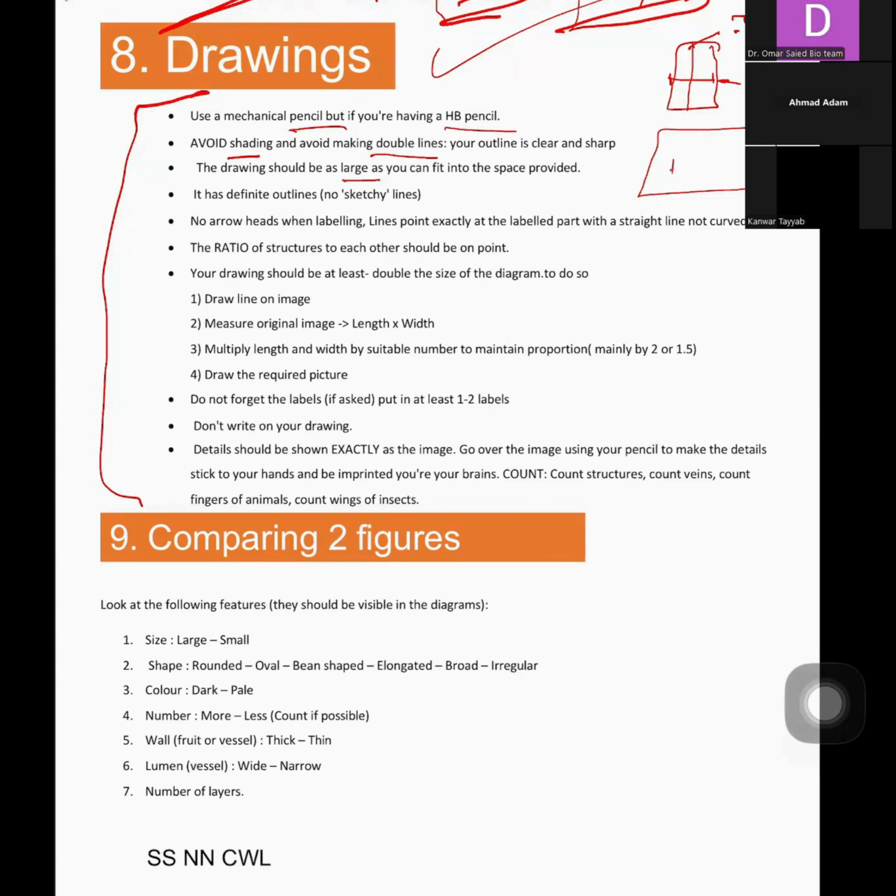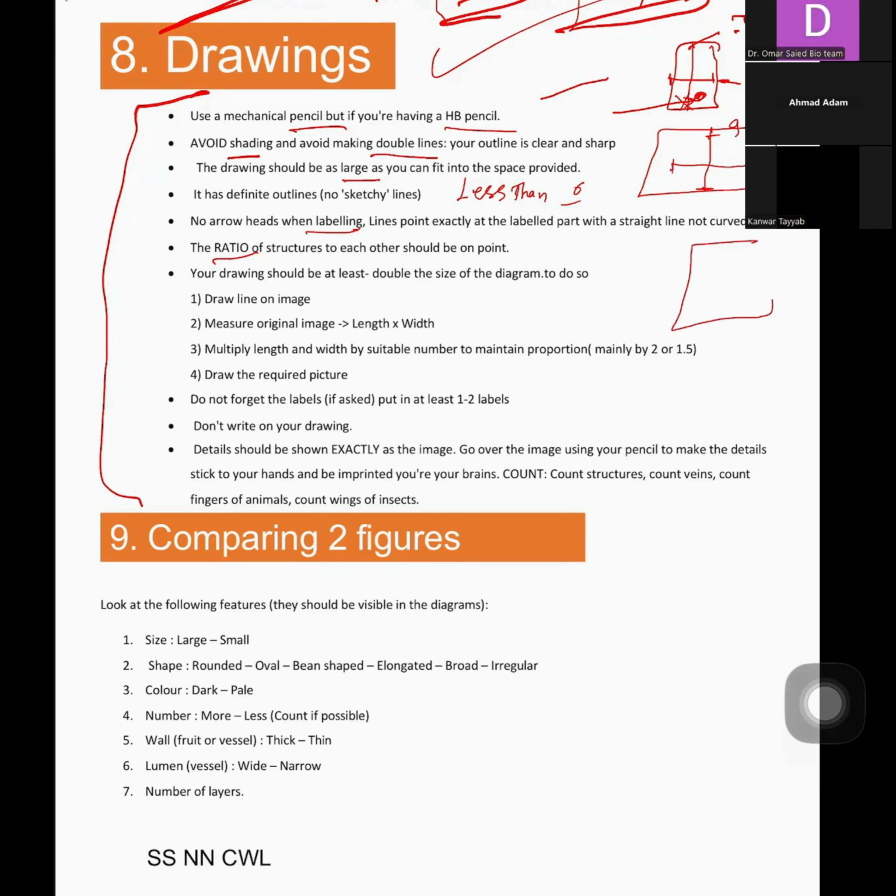So you do the width 7 and you do the length 9 or 10. Why? Because in the marking scheme, he always mentions the width. For example, he says not less than 6 centimeters. Do you get it? When you label, if there is a nucleus, don't make an arrow like this. Wrong. You label with a line, not with an arrow head. The ratio should be the same. What's meant by the ratio?